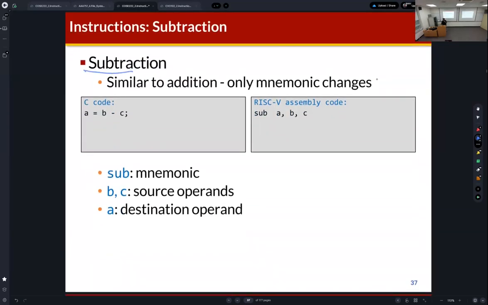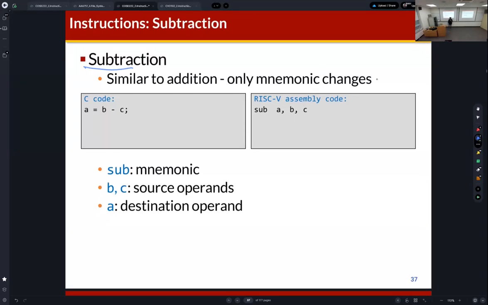As I mentioned, you can also imagine the sub instruction. Like the C code A equals B minus C, you can find that just the mnemonic is changing. Instead of add, you use sub, which means this is a subtraction operation, right? But as you can see, this sub instruction also requires three operands. So the format is the same. Just the mnemonic part is changed, but the format of the instruction is the same. So it represents A, the destination, and B minus C, the two sources.